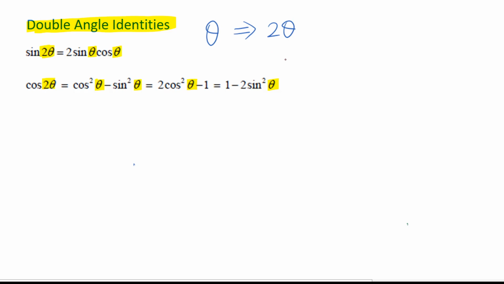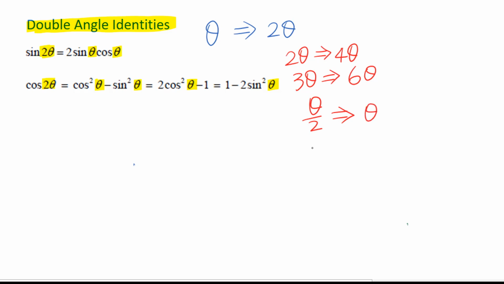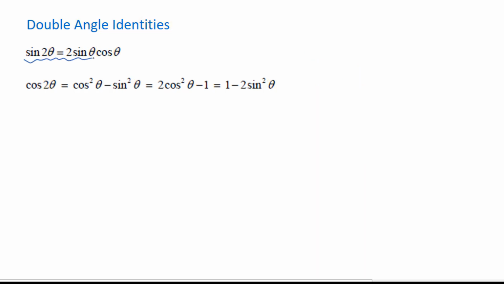In other words, if you know the trig function of 2 theta, you can get the 4 theta. If you are given the trig function of 3 theta, you can get the trig function of 6 theta. If you are given theta over 2, you can get the trig function of theta. If you are given the trig function of theta over 4, you can get the double angle, that is theta over 2. This is for sine 2 theta equals 2 sine theta cosine theta.